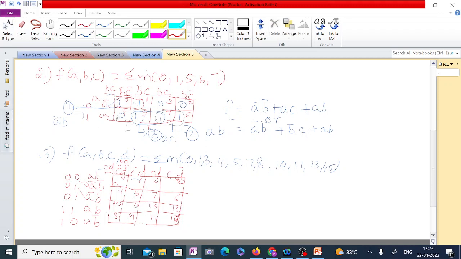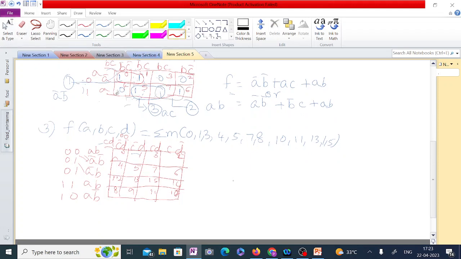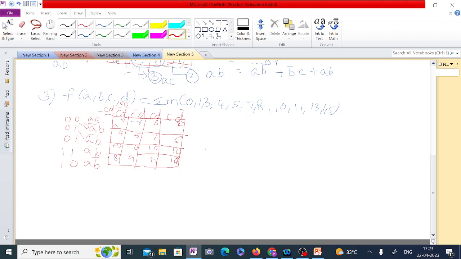Now if I have to map the locations, I'll just write down here, because the cells are small there, I will write down here.